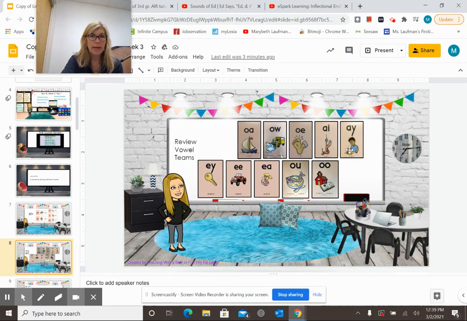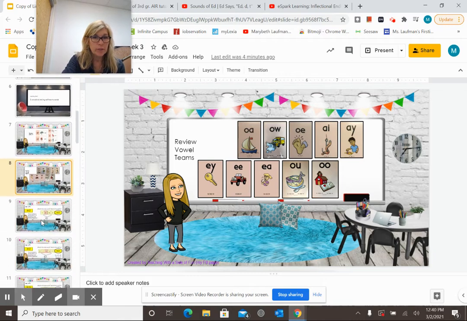And our long A vowel teams, A-I, bait, A. A-Y, play, A. And then our long E's, E-Y, key, E. E-E, jeep, E. E-A, eat, E. And then these have two sounds, O-U, soup, oo. O-U, trout, ow. O-O, school, ooh. O-O, book.